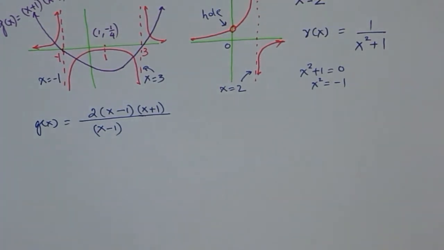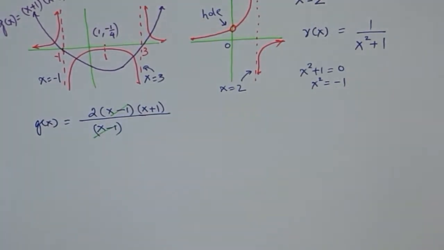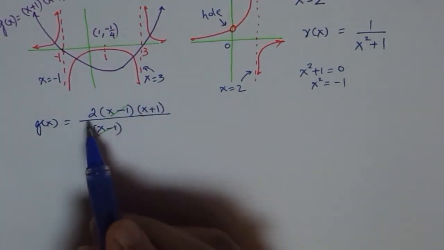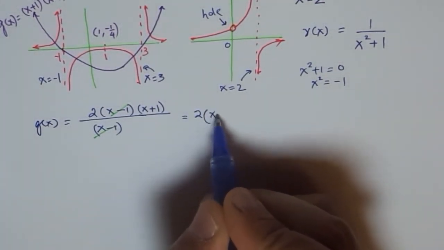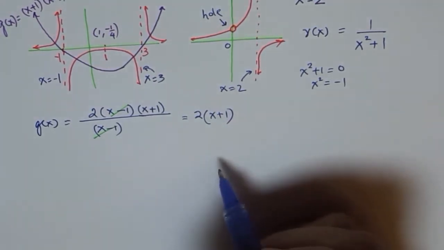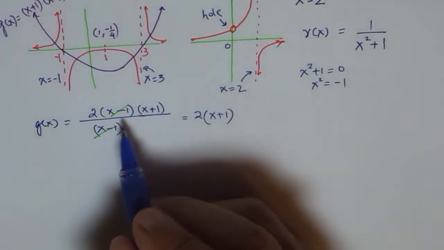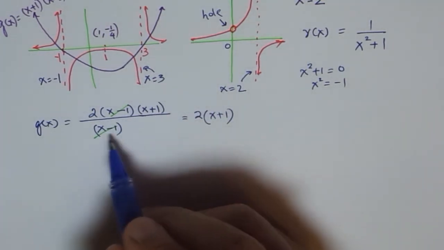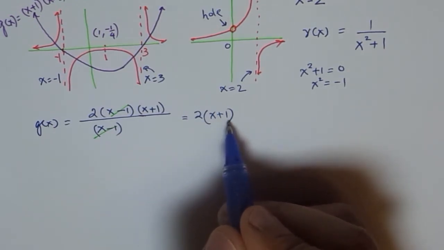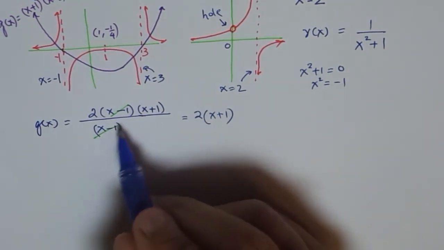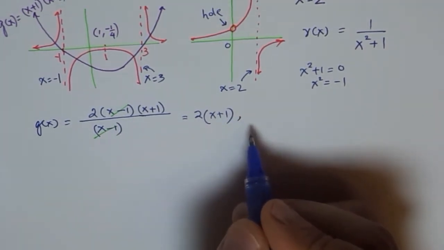Well, as you can see from here, we have a common factor which will cancel out. So once we do that, then we are left with a line. Do you see that line? It says 2x plus 1. So the question here is, are these two functions, g of x equals 2 times (x minus 1) times (x plus 1) divided by (x minus 1), exactly the same as 2 times (x plus 1)? They look like it, because we cancelled out. But there is a huge difference, and the difference is the restriction.